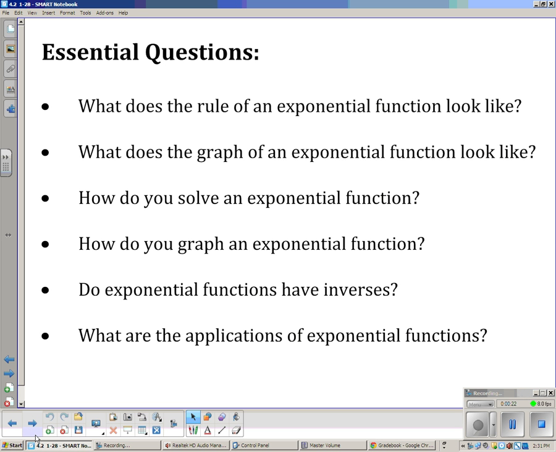So to take a look at our essential questions, these are what we want to be able to answer by the end of this section. First of all, what does the rule of an exponential function look like? So by rule, we mean the general form of an exponential function. What is that going to look like?